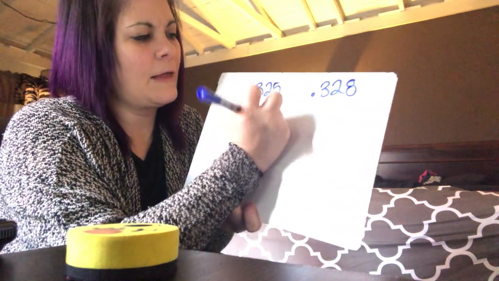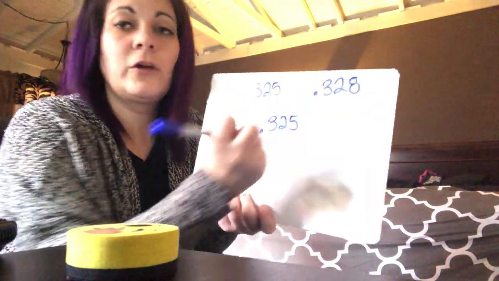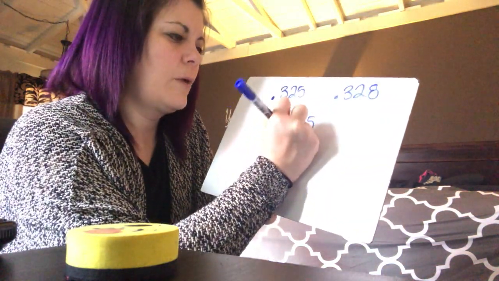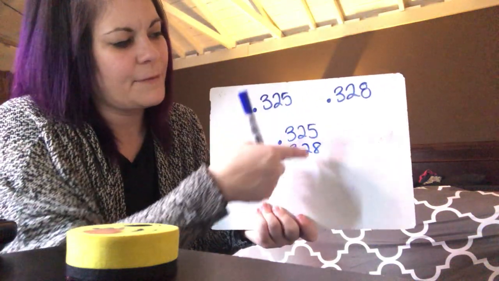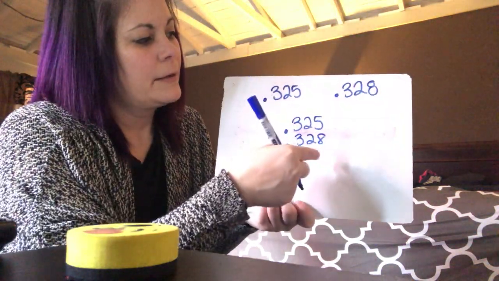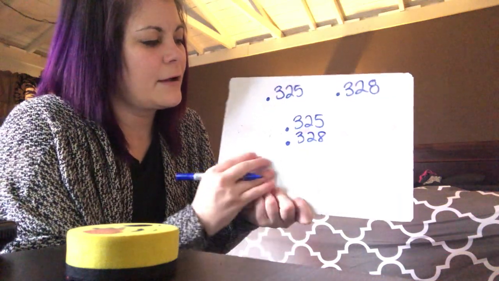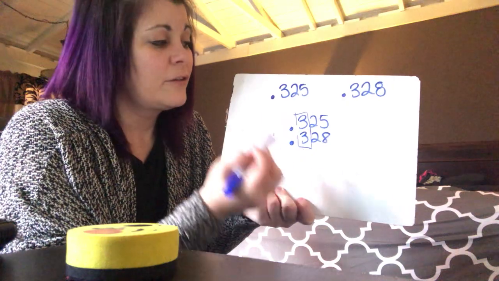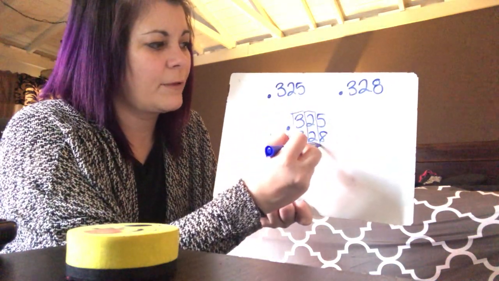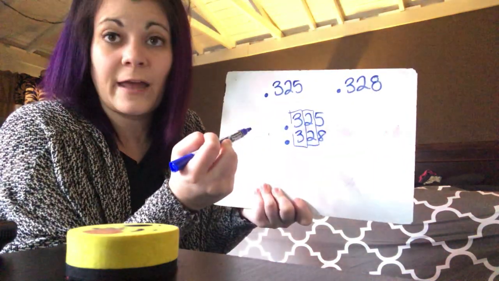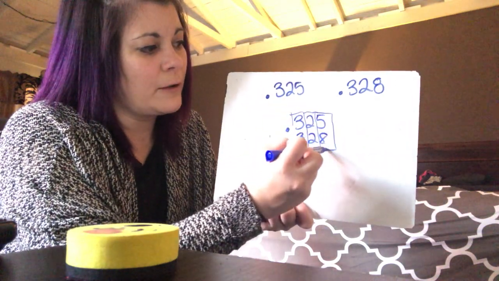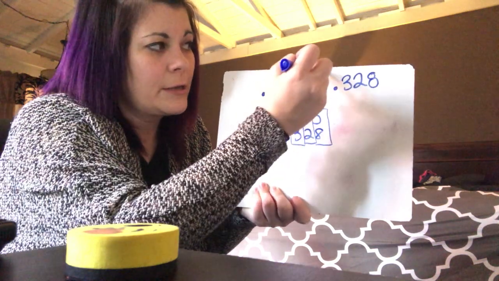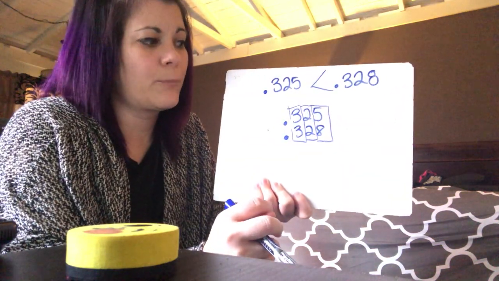So if I line those up, and eventually you won't have to line them up because you'll get really good at it, 0.325 and 0.328, I line up my tenths under my tenths, my hundredths under my hundredths, and my thousandths under my thousandths. I go from left to right. So here's my first comparison. They're the same. So if they're the same, I have to go to the next place value. The 2's are the same. So I have to go to the next place value. Oh, we have different numbers, 5 and 8, and I can compare those. Well, 8 is greater, leaving that number to be greater, 0.328.